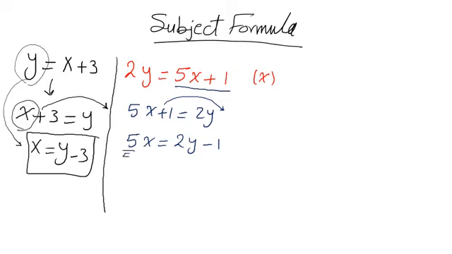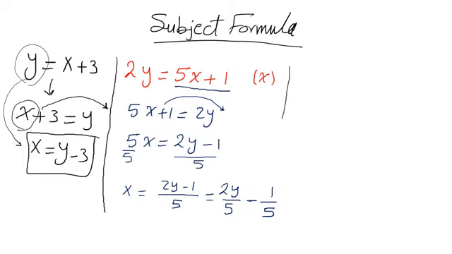Then I'm going to divide both terms by 5. You have two methods here. You may divide both terms by 5, so you will figure out that the answer is 2y minus 1 over 5, or sometimes you can divide each term by 5. So it could be written as 2y over 5 minus 1 over 5. Another example.